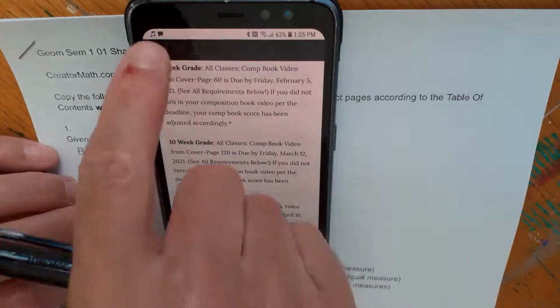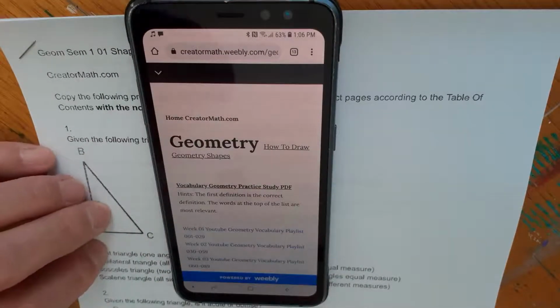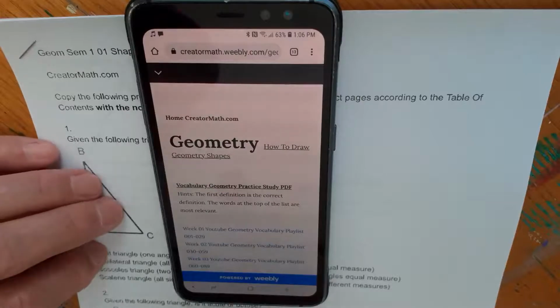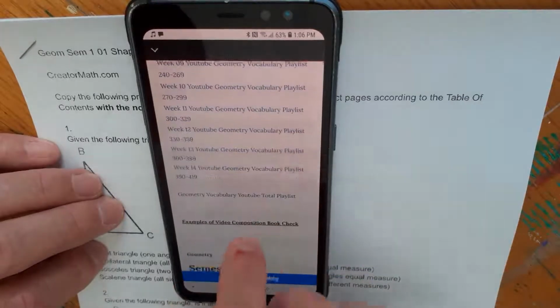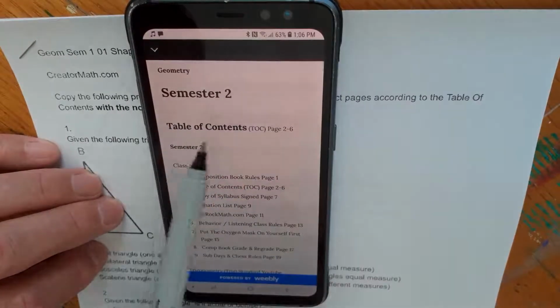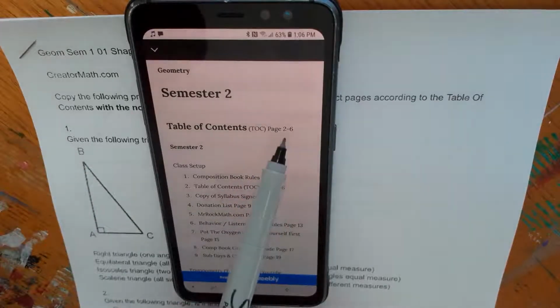There's the turn-in dates, but let's go to the geometry tab where all the notes are, and videos, and problem sets for geometry. We're going to pass by the PDF for all the vocabulary. That's very important, and there's videos for vocabulary. Let's go straight to the table of contents. This is pages 2 through 6. You're copying this entire table of contents into your composition book on pages 2 through 6.